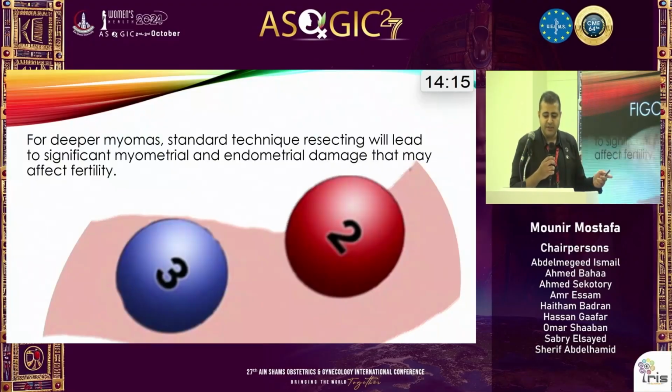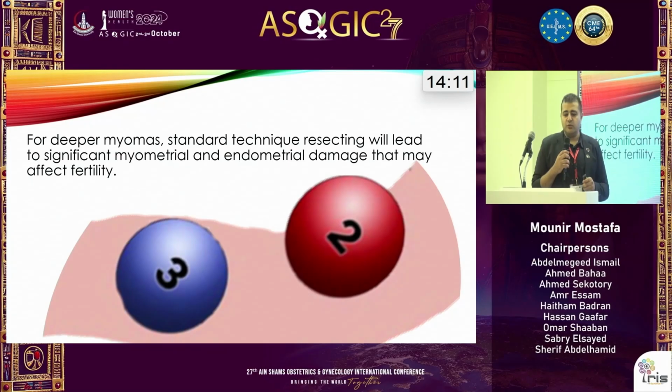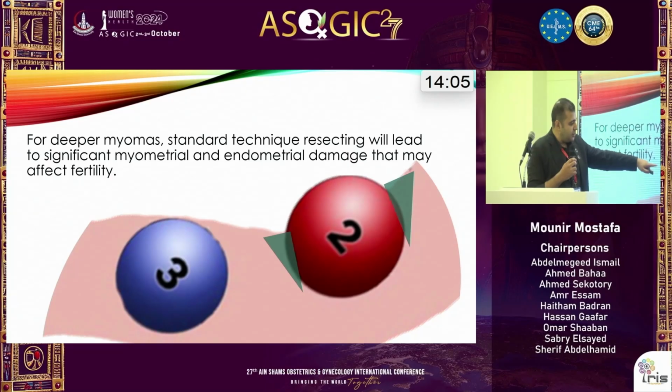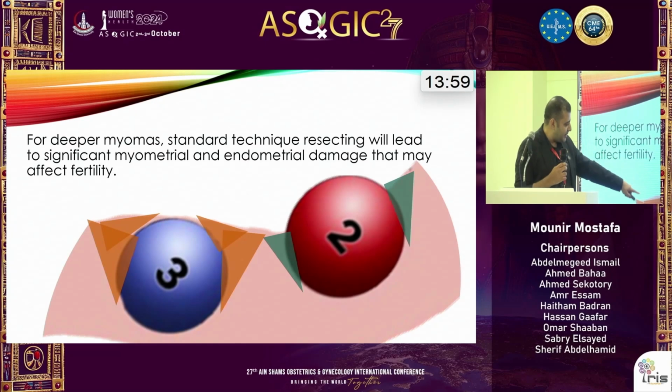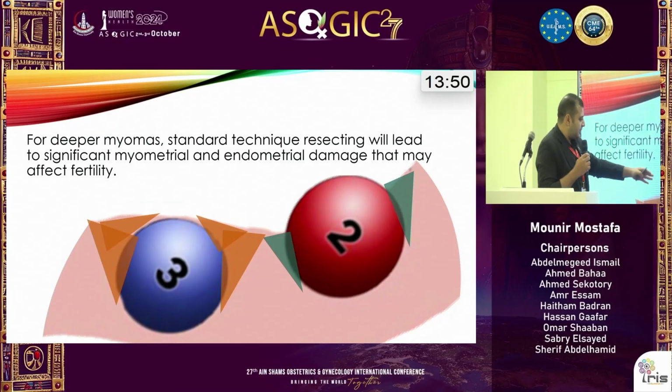But this technique you can't use for deeper myomas, because it will lead to significant myometrial and endometrial damage. For example, to remove this FIGO 2 myoma, you have to destroy this green area of myometrium. For FIGO 3, of course, it's much deeper and causes more myometrial damage. We'll see a lot of videos from many surgeons where they just go with their resectoscope for FIGO 3 and remove the whole thing of myometrium, including the fibroid.